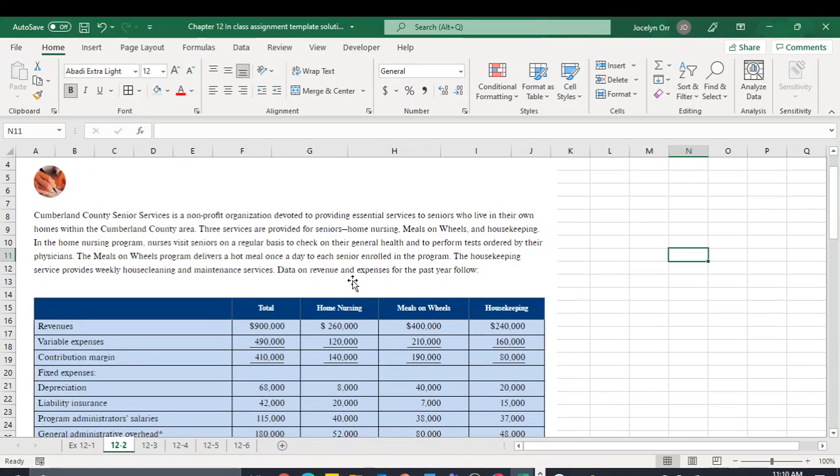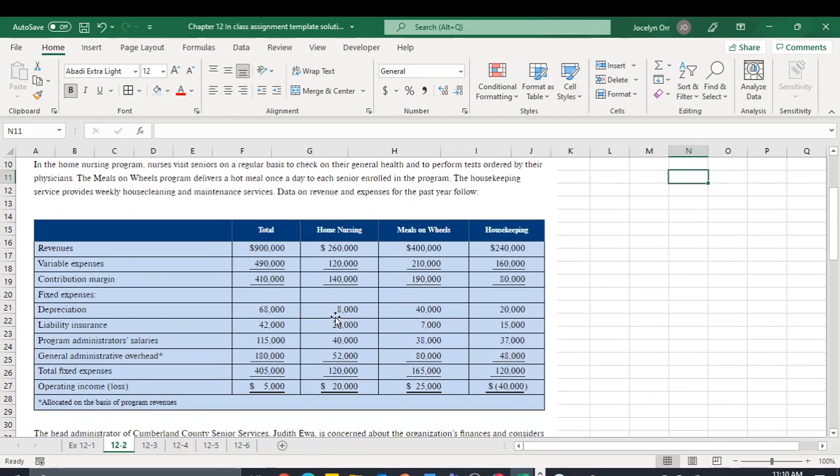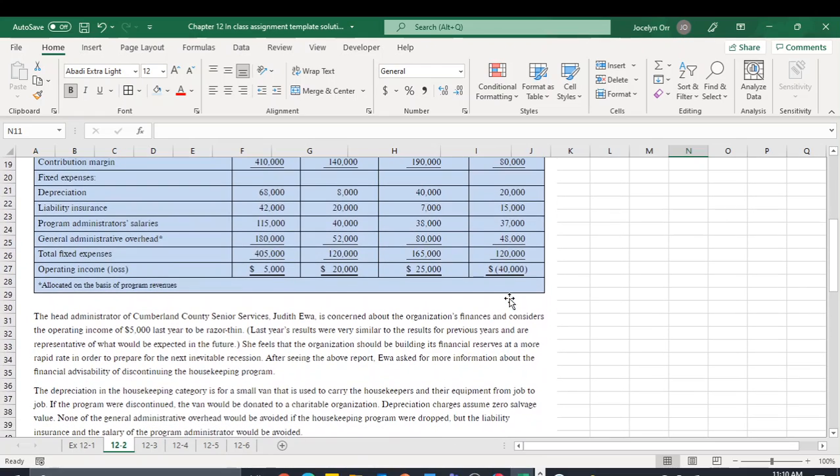So we're given data on revenue and expenses for the past year in total, as well as each of our segments. The head administrator of Cumberland County Senior Services is concerned about the organization's finances and considers the operating income of $5,000 last year to be razor thin. Last year's results were very similar to the results of previous years and are representative of what would be expected in the future. She feels that the organization should be building its financial reserves at a more rapid rate in order to prepare for the next inevitable recession.